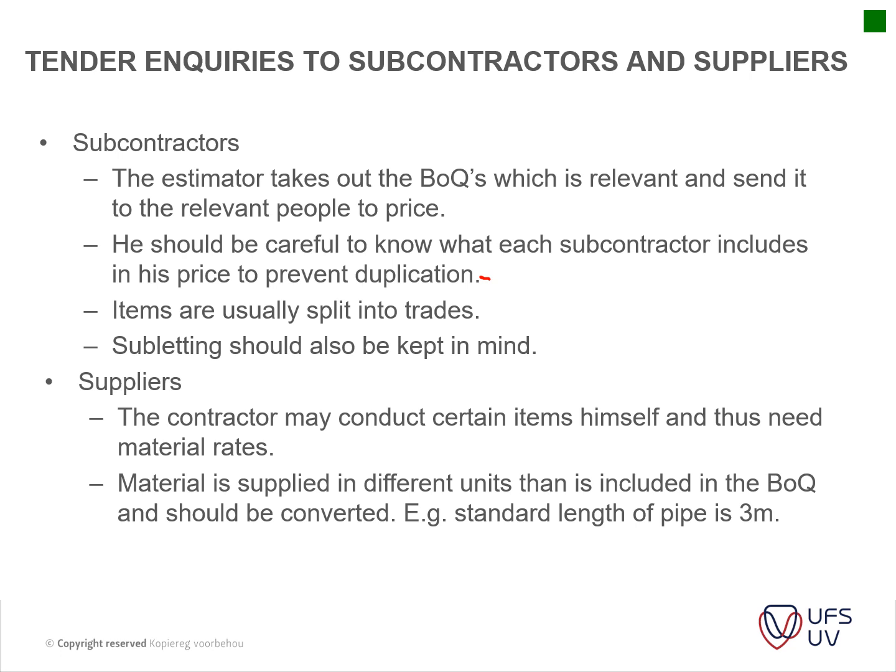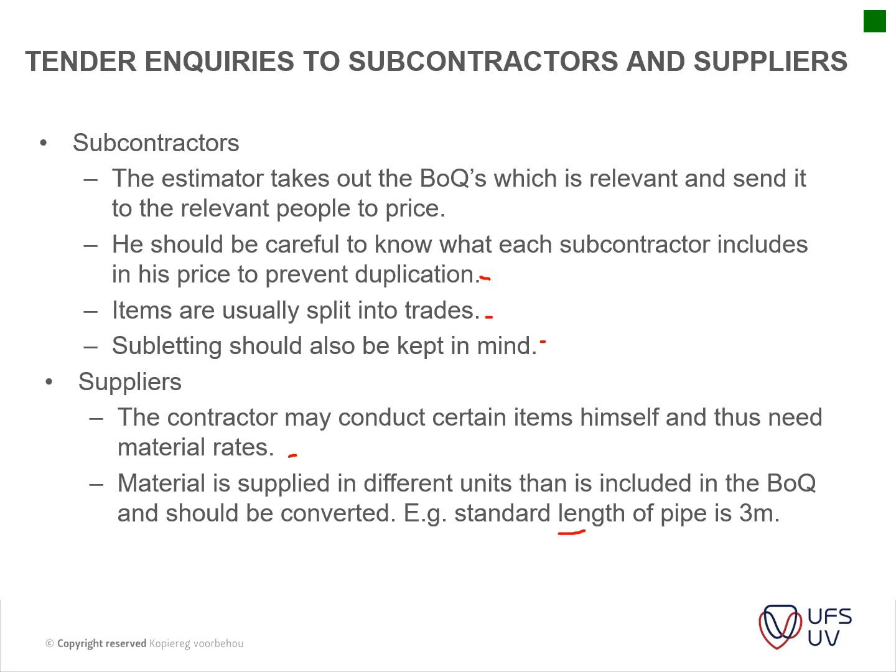Does it only include the supply of the material, or does it include the installation of it as well? Items are usually split into trades. You should know that by now. And subletting should also be kept in mind, whether items can be subcontracted to other contractors. If you see that you do not have capacity, you might ask other subcontractors to assist with that. Or if that subcontractor is too busy, he can ask the assistance of another subcontractor. Then the suppliers, the same principle applies. He sends out his BOQ for the material rates to suppliers as soon as possible. Then the material is supplied in different units than are included in the BOQ, so you need to take that into consideration.